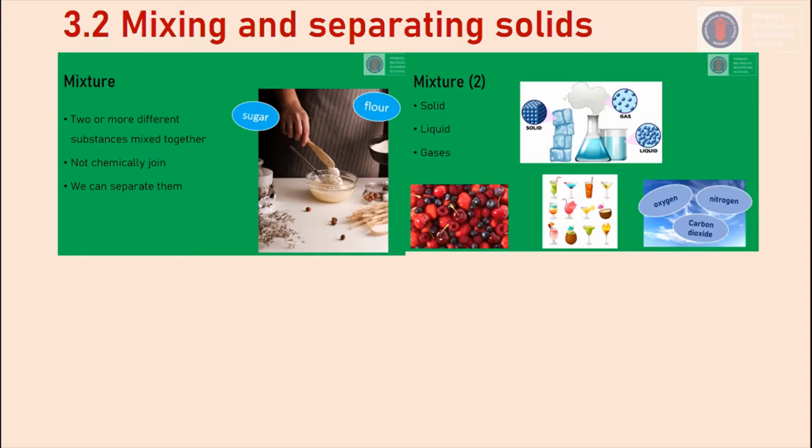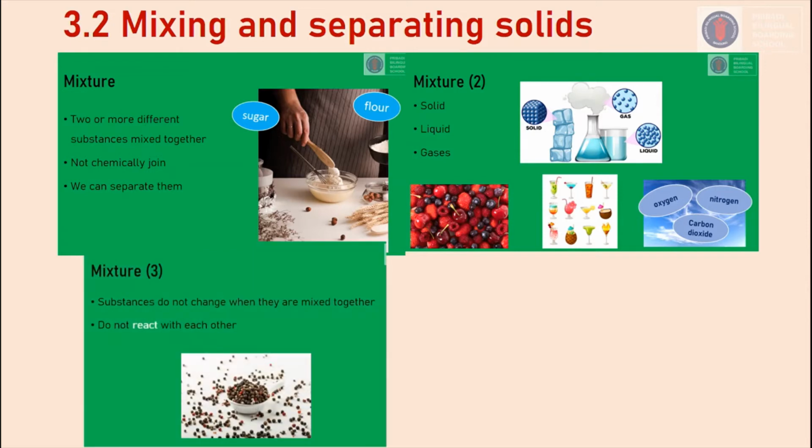So it can be a mix of solids like berries, or a mix of liquids like drinks, or even a mixture of gases like the air we breathe. The substances do not change when they are mixed together, or we can say they do not react with each other. That's what we call a mixture.